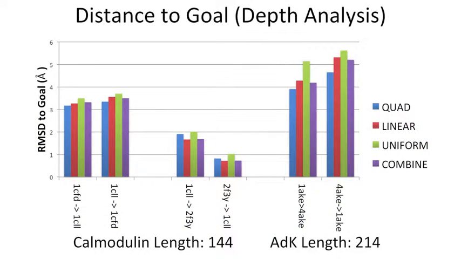This chart shows some results of employing our framework on a few representative protein systems. The different colored bars represent the different biasing techniques used to guide the growth of the search tree. The results show the RMSD distance from the closest node in our tree to the target structure.